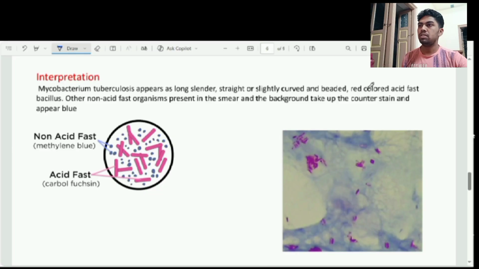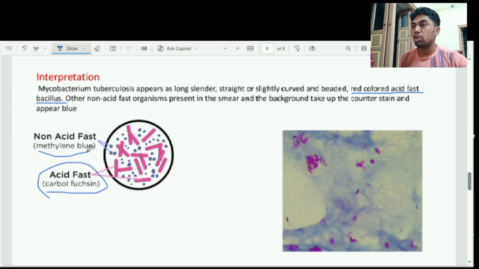So what will be the interpretation? The red color acid fast bacilli we can see. This is your acid fast bacilli, and the background, that is non-acid fast structures, will take the methylene blue color. This is a smear.